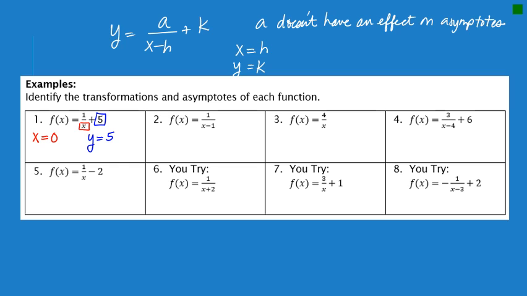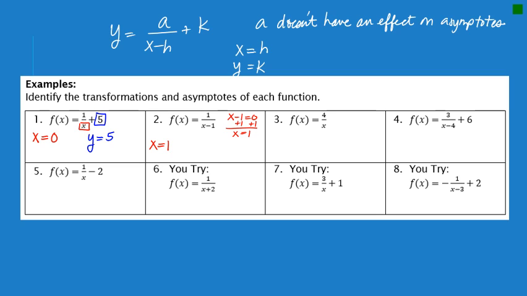For number 2, for my x asymptote, I'm imagining if I plugged in a number for x, what would make it 0? And in this problem, it's 1. If it's hard to see that one, you can take your x minus 1 and set it equal to 0. Then if you added 1 to both sides, you would get that x equals 1. So x equals 1 is my first asymptote.